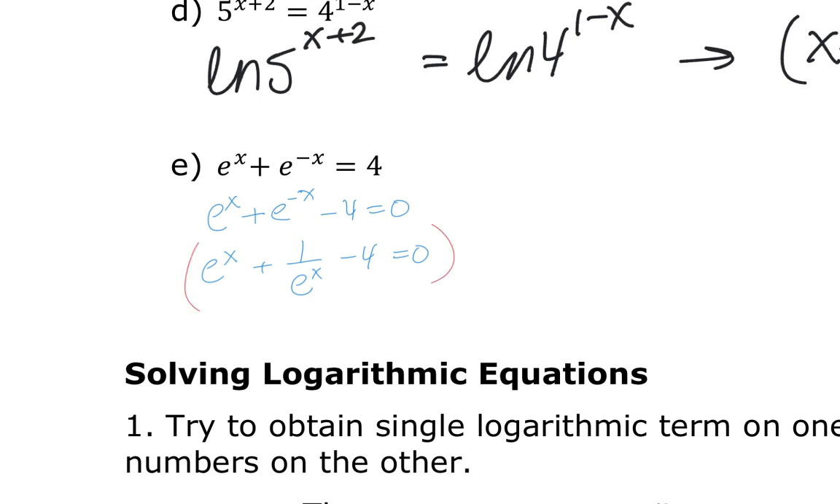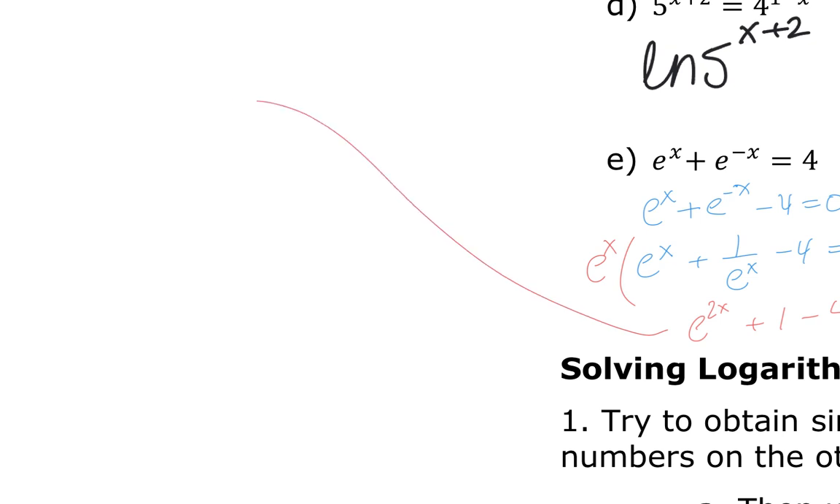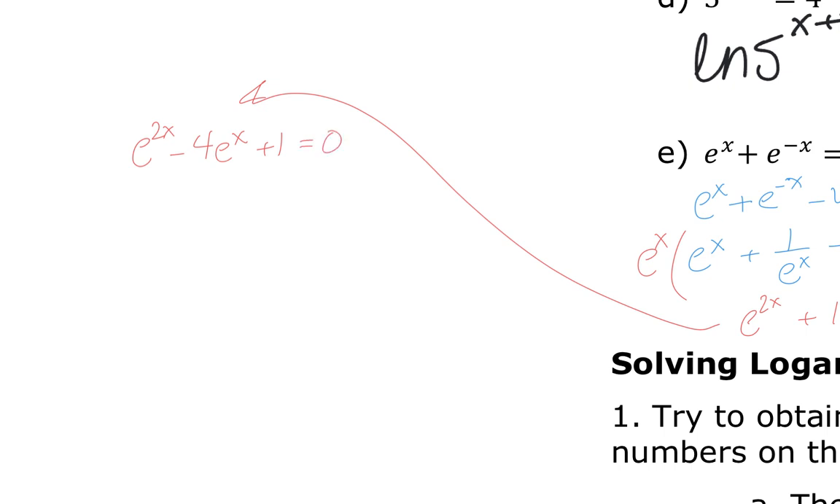Now I'm going to multiply everything by e to the x. I'm going to get e to the 2x, because I have x plus 1, minus 4e to the x is equal to 0. And now I'm going to rewrite this as e to the 2x minus 4e to the x plus 1, is equal to 0. And let u equal e to the x. That means u squared is equal to e to the 2x. This is reducible to a quadratic, so this becomes u squared minus 4u plus 1 is equal to 0.